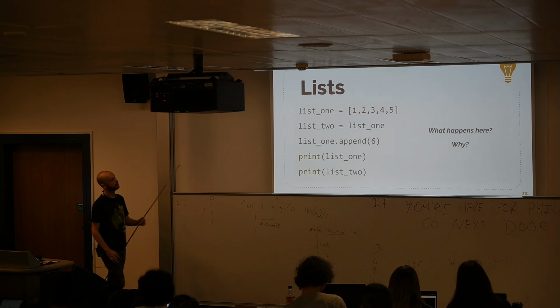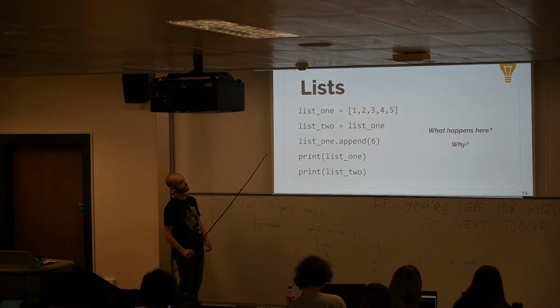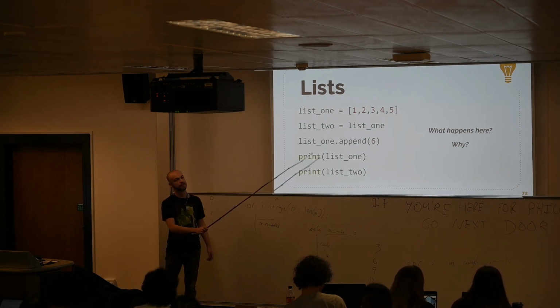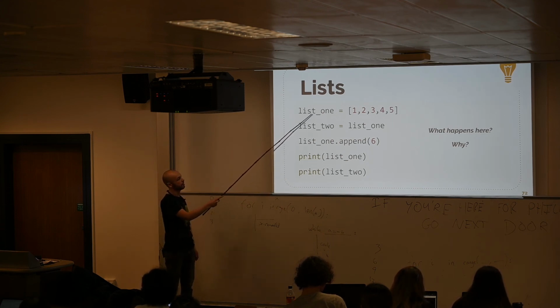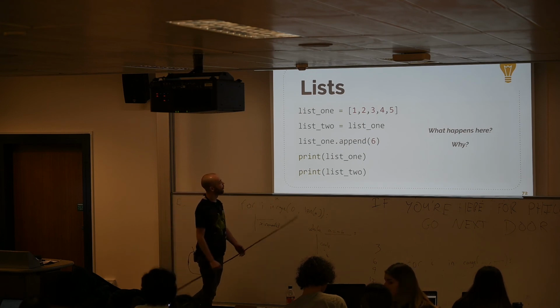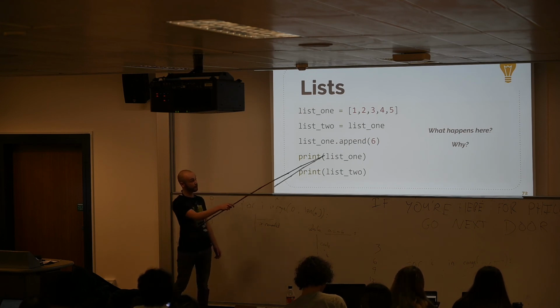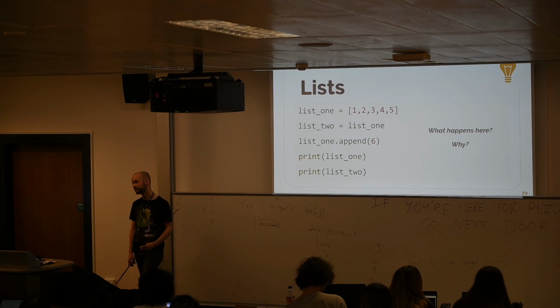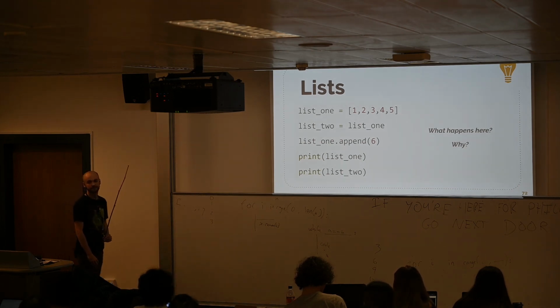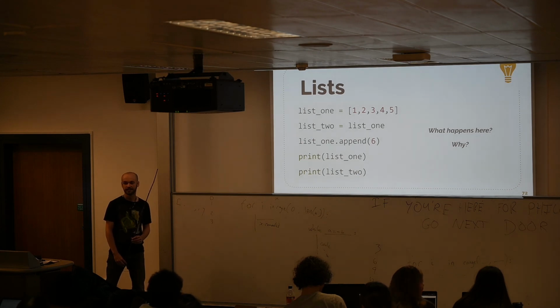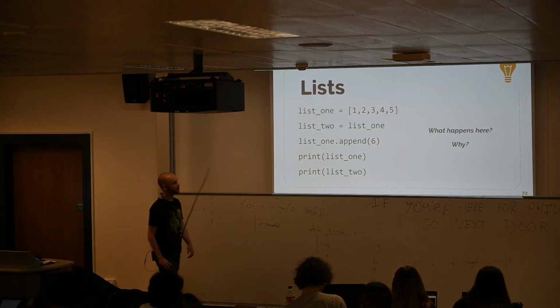I would think, well, we're appending 6 to list 1, so we should get 1, 2, 3, 4, 5, 6, that's fine. And we're printing list 2, and the last time we saw list 2 was here. So what actually happens is, both of these print 1, 2, 3, 4, 5, 6. Who said why? Why is a very good question.